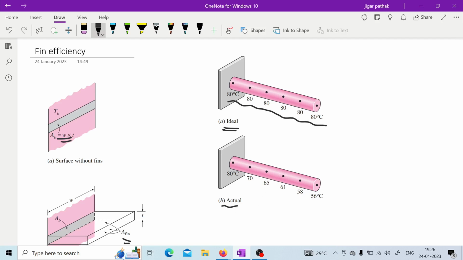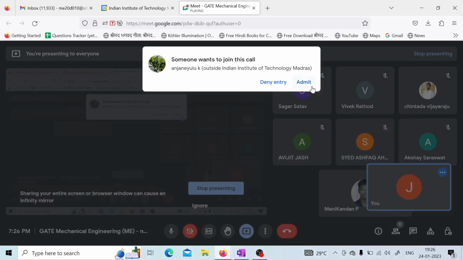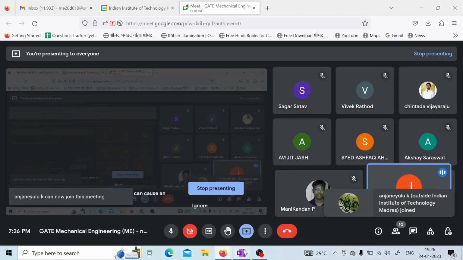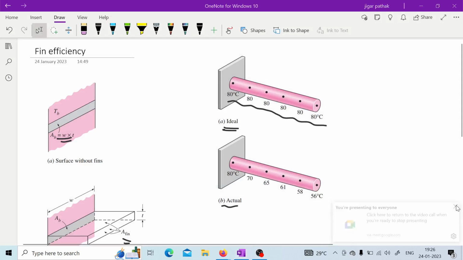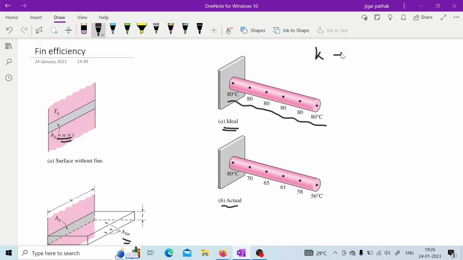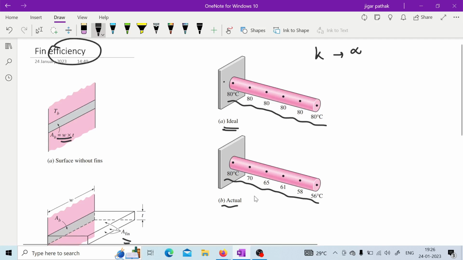But in actual practice it is not possible. Fin cannot be at the same temperature. Why? Because the material must have some thermal conductivity. If the material had infinite thermal conductivity, then whatever the temperature is here would be the same throughout that solid body, but we do not have such a material. So in actual practice we will have a distributed temperature along the length of the fin, and because of that maximum heat transfer cannot take place. That is why the efficiency of fin comes into the picture.